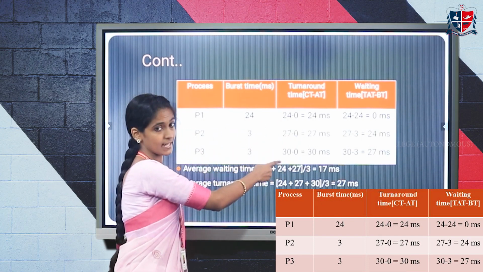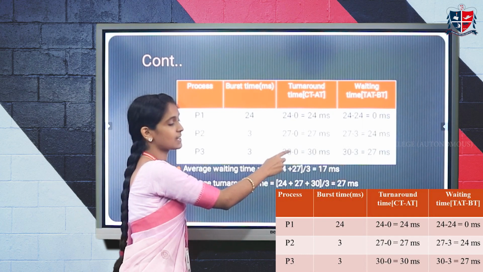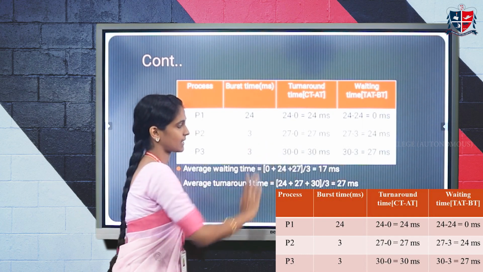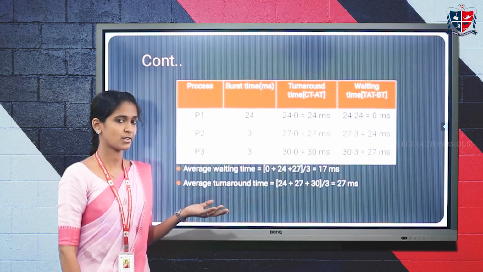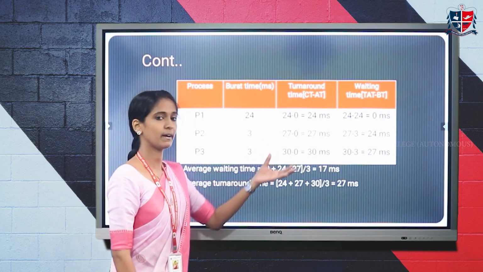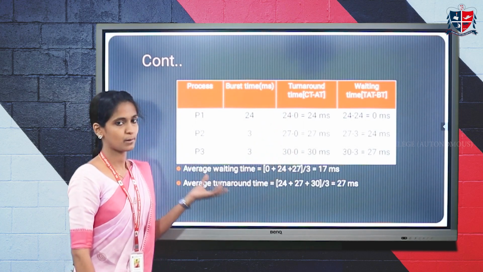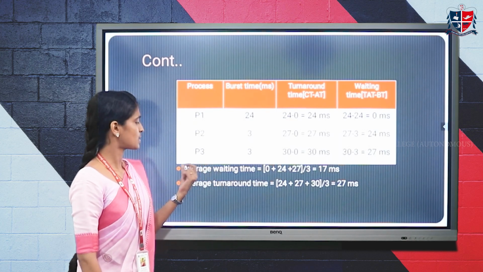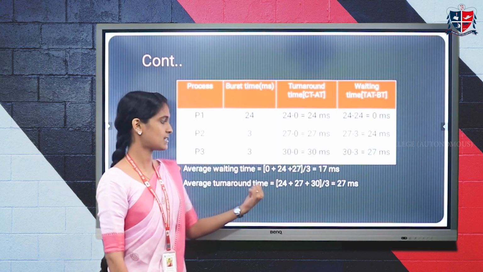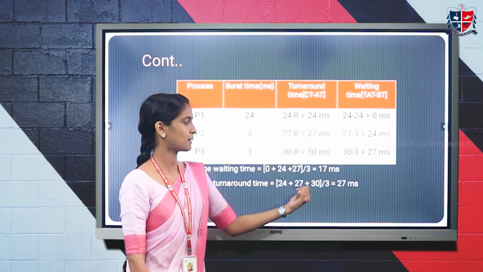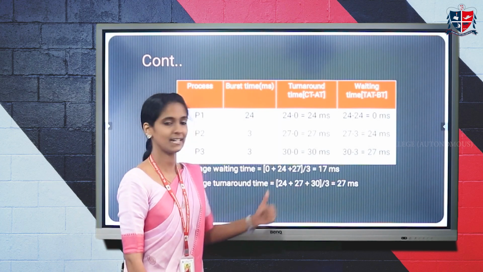P3 for 30 is the execution time. So 30 minus 0, which gives 30 milliseconds. So there are 3 processes, so we can calculate the average turnaround time: the sum of the turnaround times divided by the number of processes, that is 3. So the average turnaround time is 24 plus 27 plus 30 by 3, which is equal to 27 milliseconds.